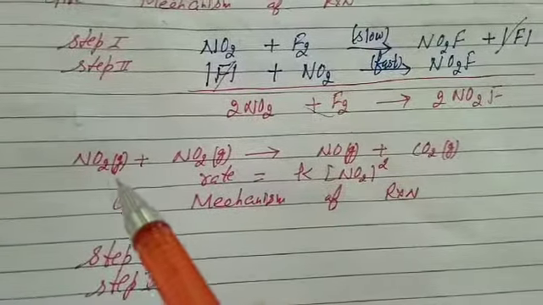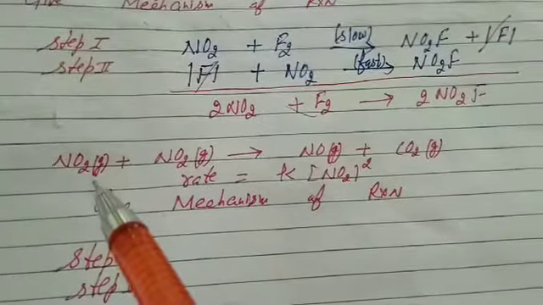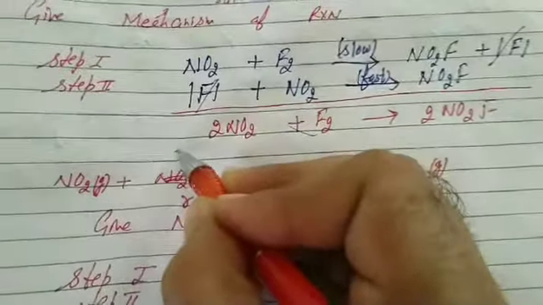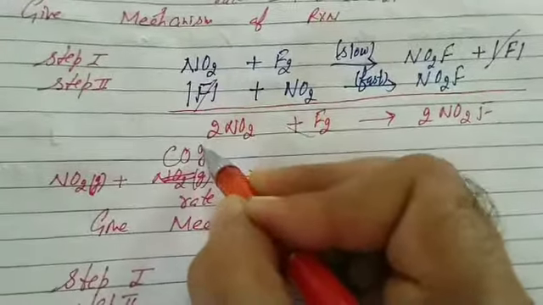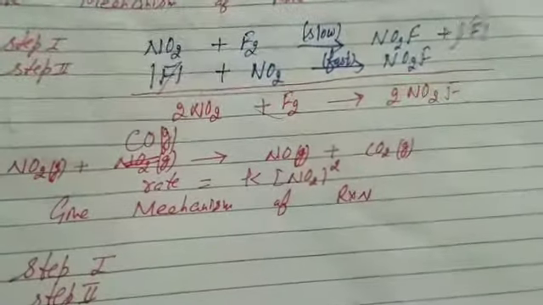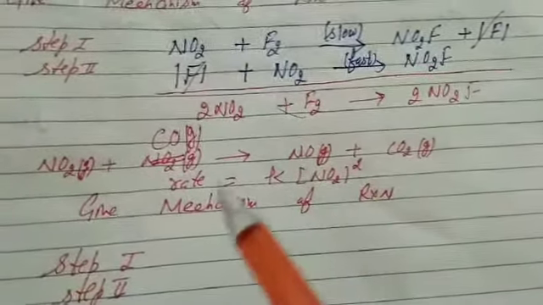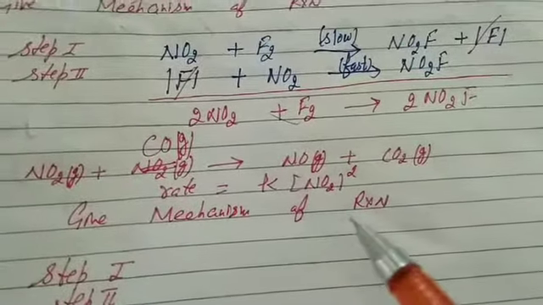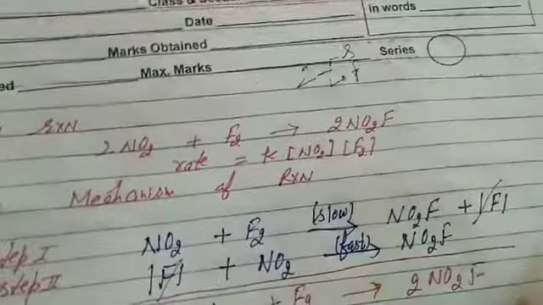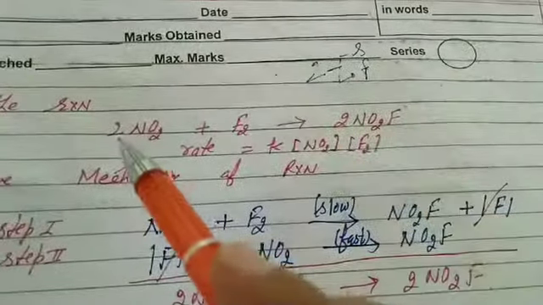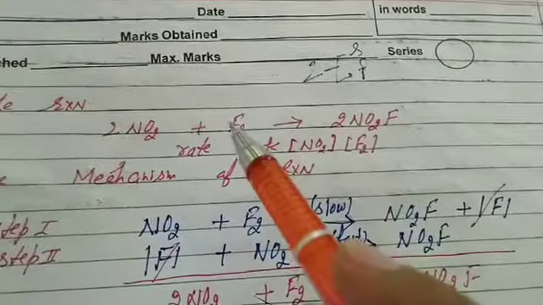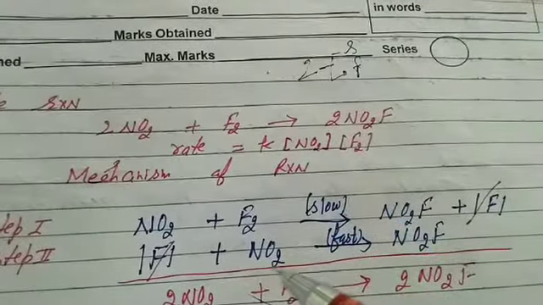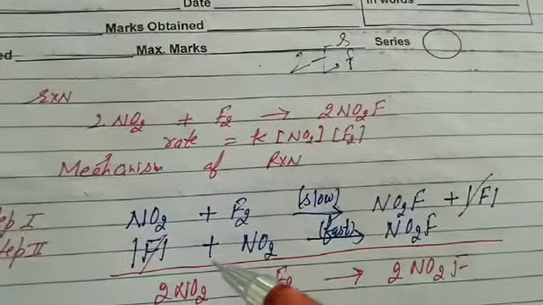Students, that's the question. NO2 plus NO2 plus carbon monoxide gas will give NO plus CO2. Rate equal to rate constant times NO2 power 2. Give the mechanism of the reaction. Students, it's clear, you know, when molecularity and order of reaction are not the same, 100% it is a complex reaction.